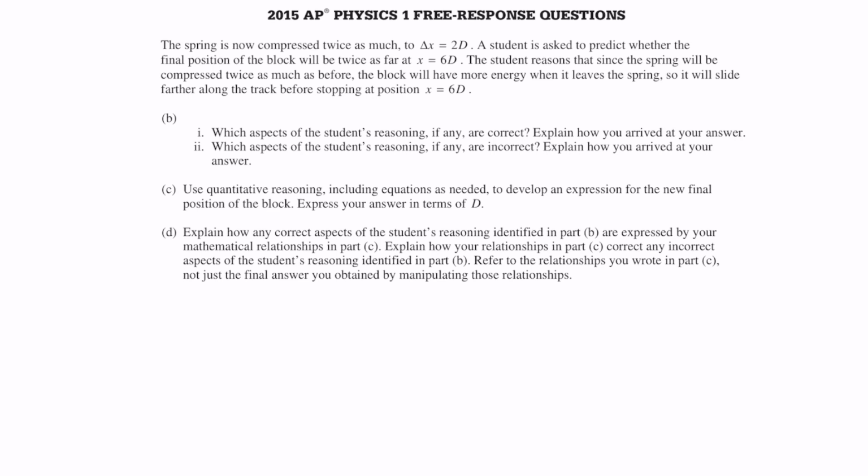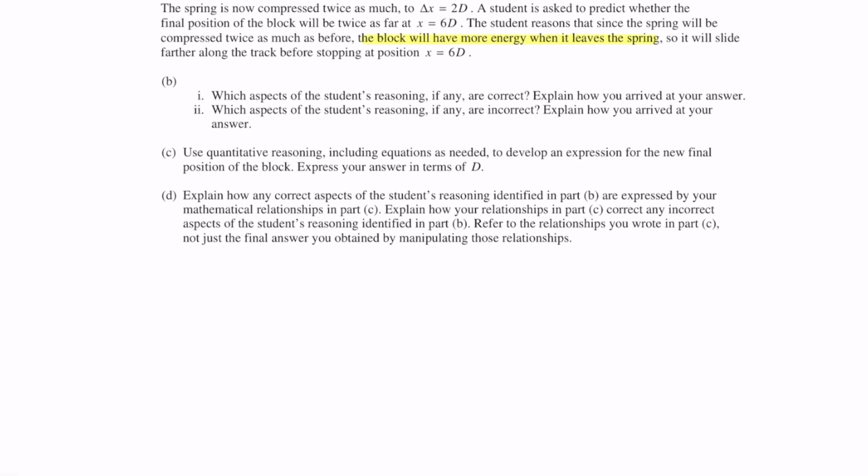So question part B, part 1, asks us which of the aspects of the student's reasoning, if any, are correct, and explain how we arrived at our answer. Looking at their reasoning, the student correctly said that the block will have more energy when it leaves the spring because it is compressed more. So that part of their reasoning was correct. So it will slide further along the track. That part is also correct, but it isn't considered part of the reasoning, so you don't have to specify that.